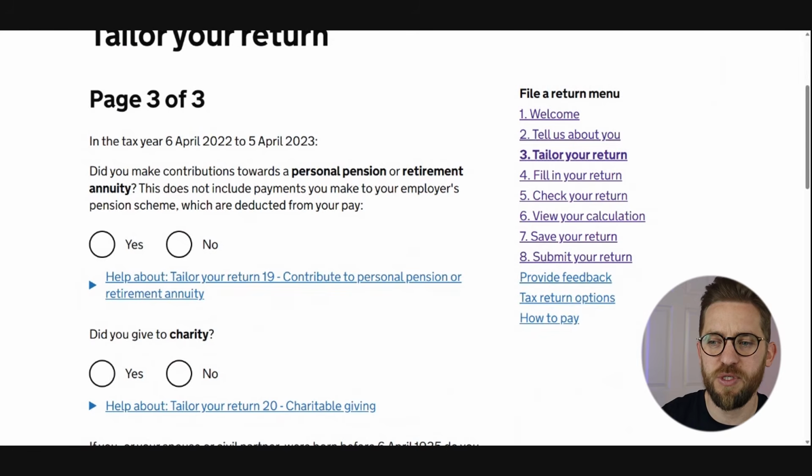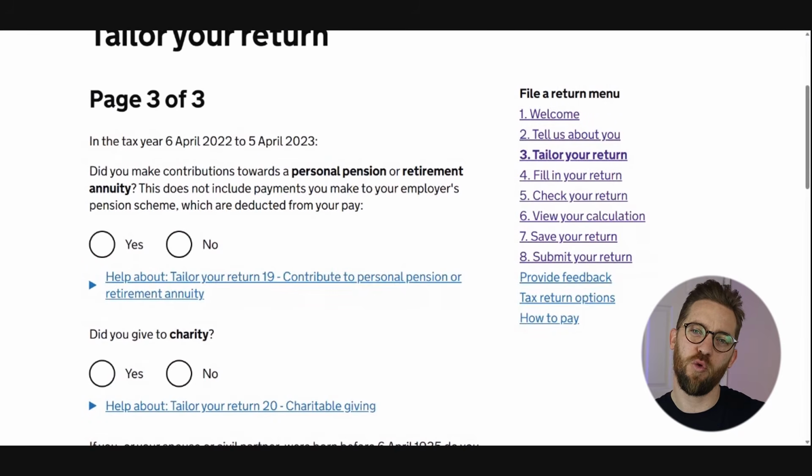Did you make contributions towards a personal pension plan? There are different types of pension plans. If you're employed, you might pay into your employer's pension scheme, in which case you get tax relief immediately. They take it straight from your salary before you pay any tax, and it goes straight into the pension pot. So that's how you get your tax relief.